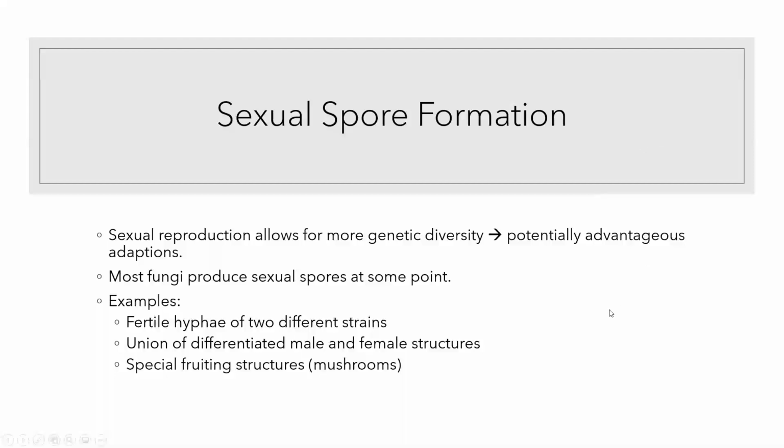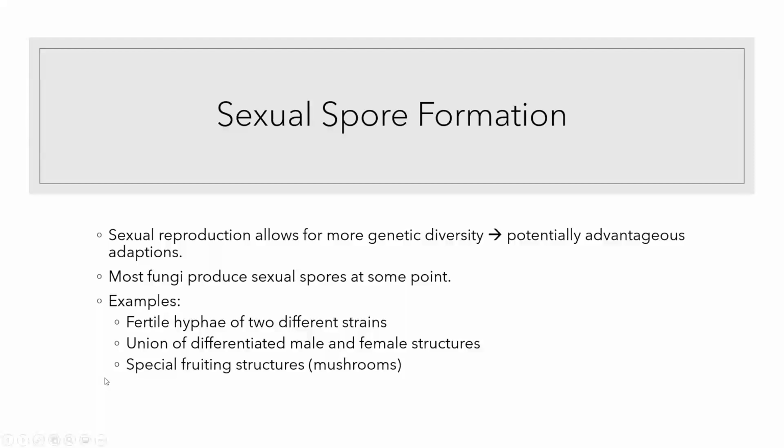This diversity allows for potentially advantageous adaptations. So again, if we're going for survival of the fittest, if we can make more permutations and more different varieties, there is a better chance that that fungal species will survive. Most fungi will produce sexual spores at some point, though a lot of them have the option of doing asexual or sexual reproduction.